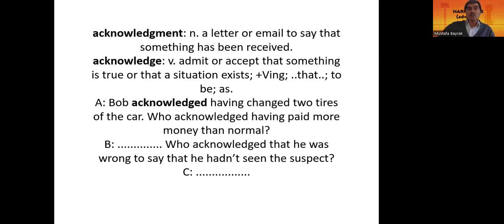Bob acknowledged having changed 2 tires of the car. Who acknowledged having paid more money than normal? Mahmud acknowledged having paid more money than normal, or Mahmud acknowledged that he paid more money than normal. Who acknowledged that he was wrong to say that he hadn't seen the suspect? Neriman acknowledged that she was wrong to say that she hadn't seen the suspect.